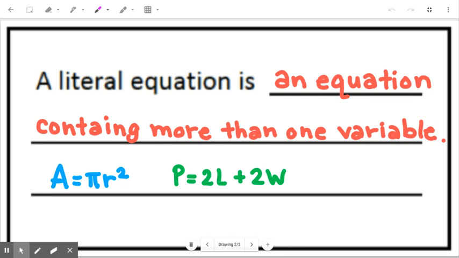The one in green here is perimeter of a rectangle, 2 times the length plus 2 times the width. There are three variables in that equation, P, L, and W. That makes it a literal equation.